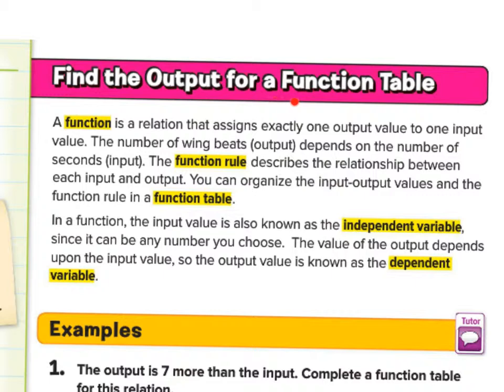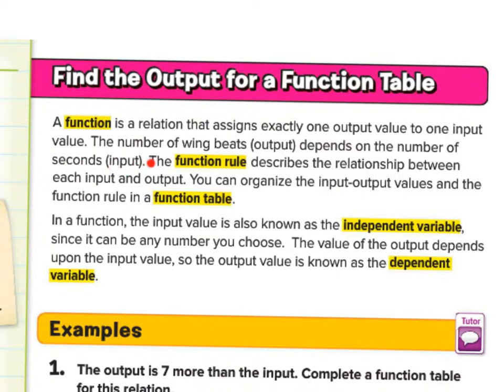Find the output for a function table. So what is a function? A function is essentially a rule we must follow in order to get our product or our quotient, the answer. So what is the process? What is the computation? That is essentially what a function is. A function is a relation that assigns exactly one output, what you get, your equal sign, value to one input value. The number of wing beats output depends on the number of seconds, our input.